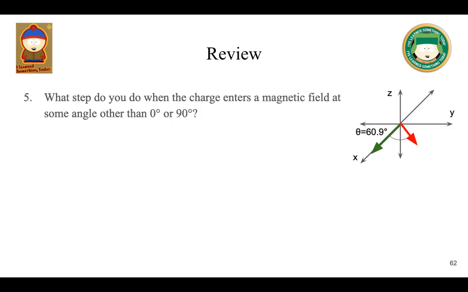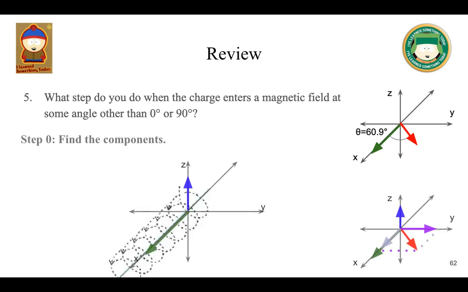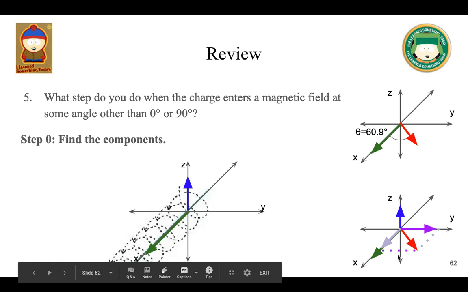And finally, what step do you have to do when your charge enters your magnetic field at some angle other than 0 degrees or 90 degrees? If it's just 0 or 90, you can just do a right-hand rule or a left-hand rule and figure it out pretty quickly. But if it's not one of those, you've got to do a step 0. You've got to find the components of this and then apply your right-hand rule to each of the components. Well, really just to this one. This is the one that's perpendicular. If your velocity is parallel to the magnetic field, there isn't going to be a force in it.